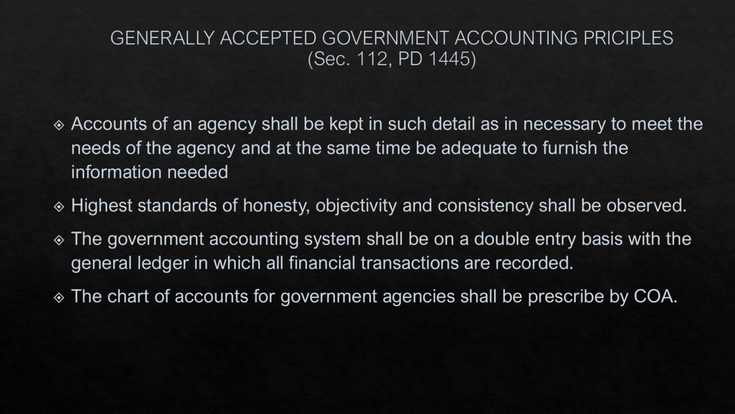So we have here the generally accepted government accounting principles. So the accounts of an agency shall be kept in such detail as is necessary to meet the needs of the agency and at the same time be adequate to furnish the information needed. Second, highest standards of honesty, objectivity, and consistency shall be observed. The government accounting system shall be on double entry system, and the chart of accounts shall be prescribed by COA.